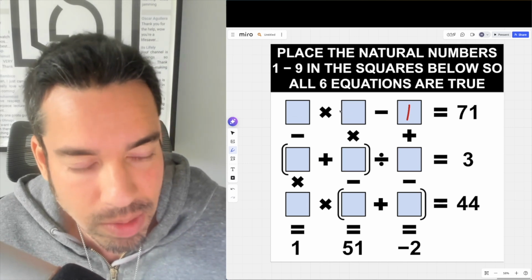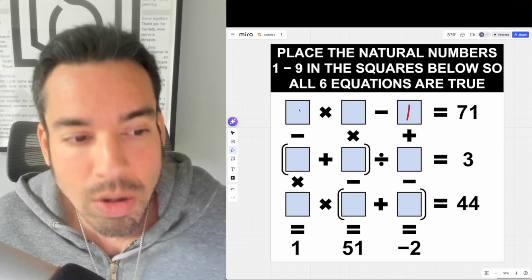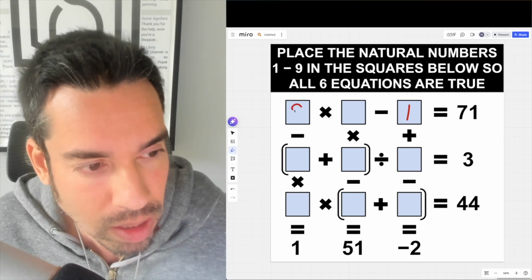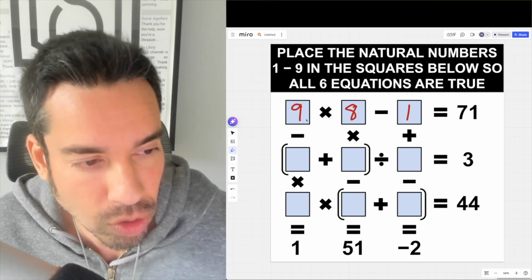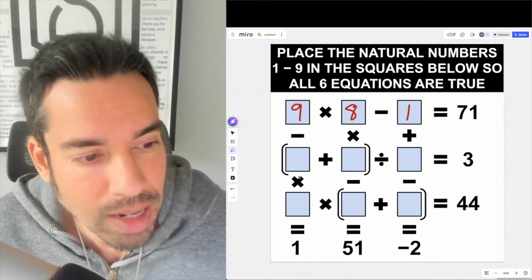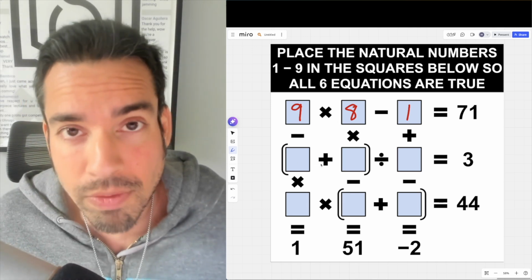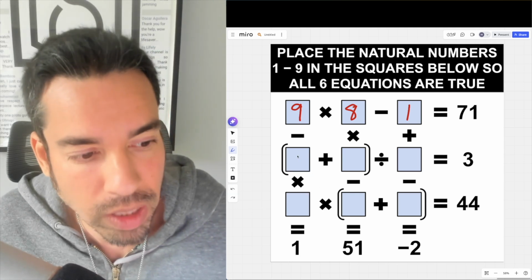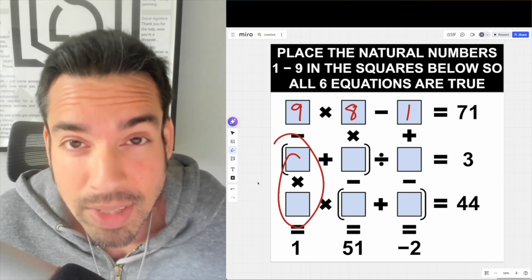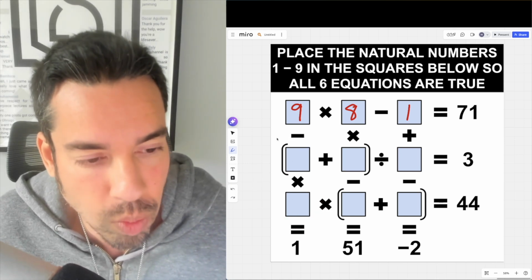Now, it could be 8 times 9 or 9 times 8. Let's just try one of those options, and then if it doesn't work, we'll have to go back to the drawing board. Let's start with 9 times 8 minus 1 is 71. Okay, now we have 9 minus something is equal to 1. And I say something because order of operations says we have to do multiplication before subtraction. So we're going to do this whole thing, and what does that have to equal? It has to equal 8, because 9 minus 8 is 1.